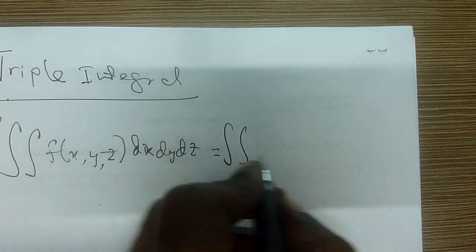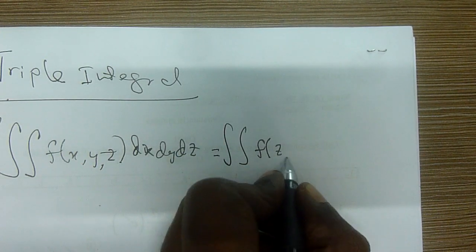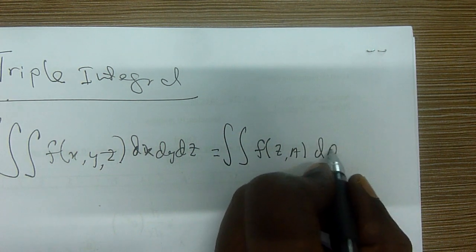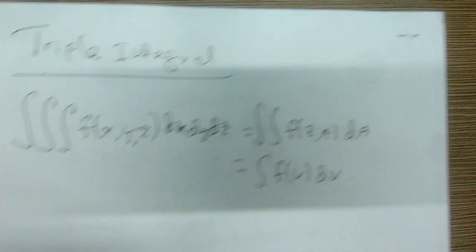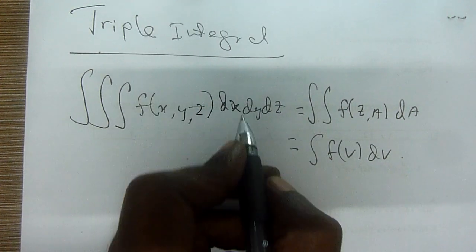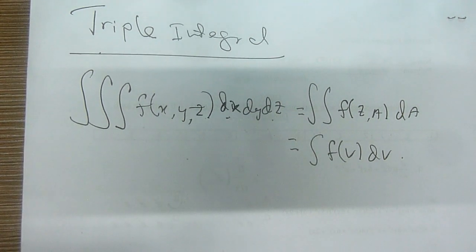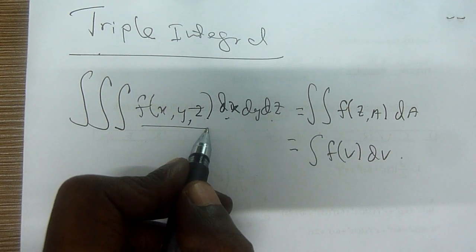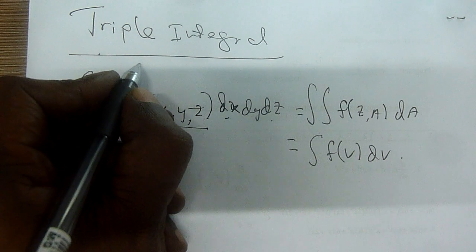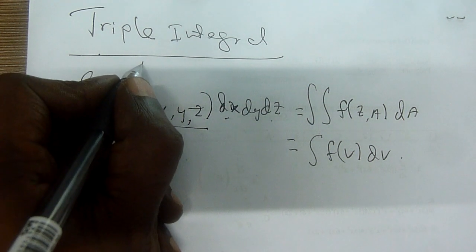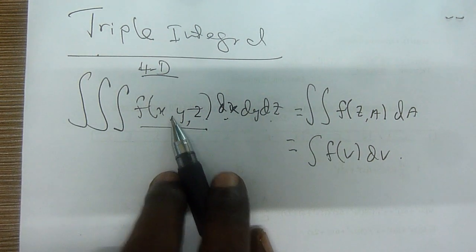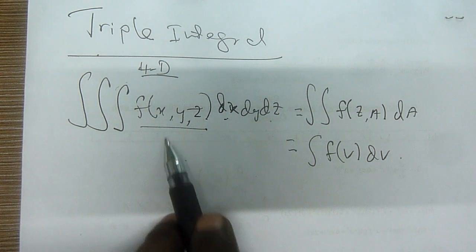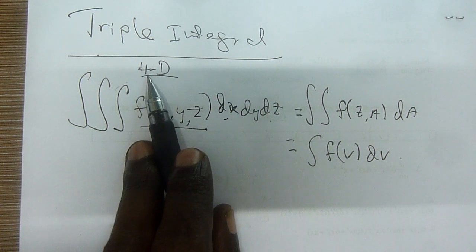If it is a double, it can be dA. I can write that as the integral of f dV, which is volume-based. This is a 3D base, and with the f it becomes 4D. Although we start without f we are looking at 3D, but with the f it is already 4D, four dimensions.